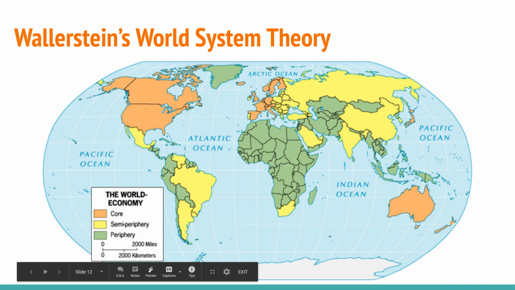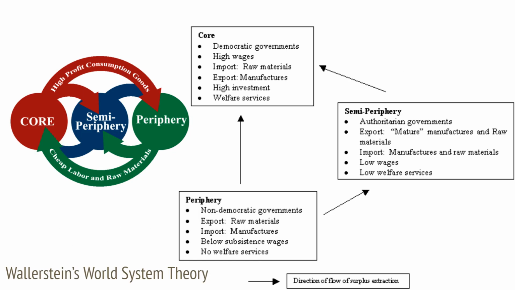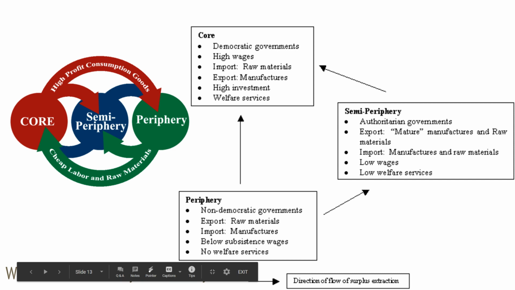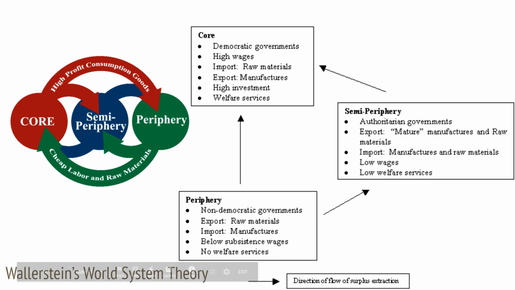It's kind of a pessimistic theory, all right? And it really criticizes what we call our capitalistic world model. Anyways, again, what Wallerstein says is the core are democratic governments. They have high wages for their populations. What do they import? They import raw materials from the rest of the world. What do they produce? Products with those raw materials that they sell to the rest of the world.